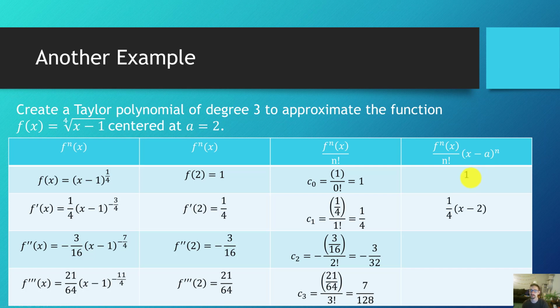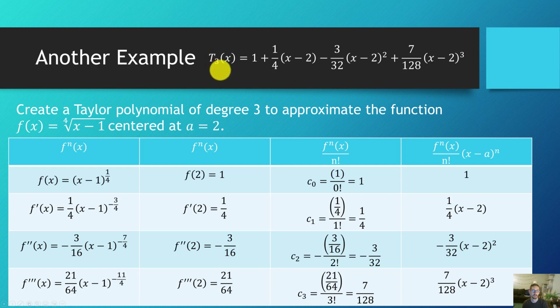The next term is going to be 1/4 times x minus 2 to the first power, but we're not going to write the to the first. Then this coefficient times x minus 2 to the second, and then this coefficient times x minus 2 to the third. When we put that all together, it'll look like this. The third degree Taylor polynomial is 1 plus 1/4 x minus 2 minus 3 over 32 x minus 2 squared plus 7 over 128 x minus 2 to the third.